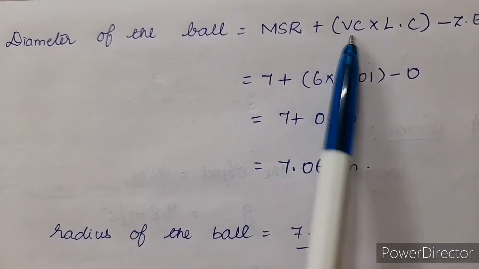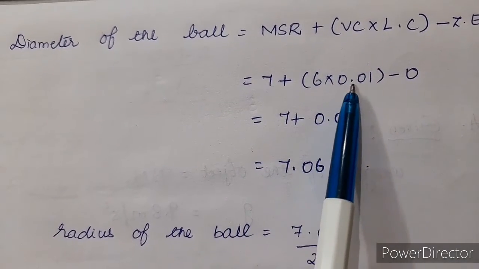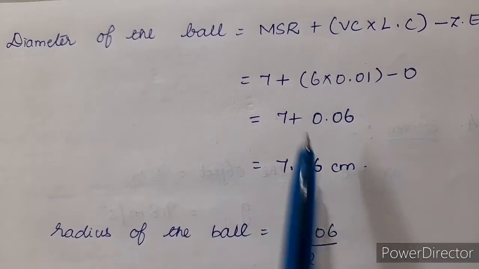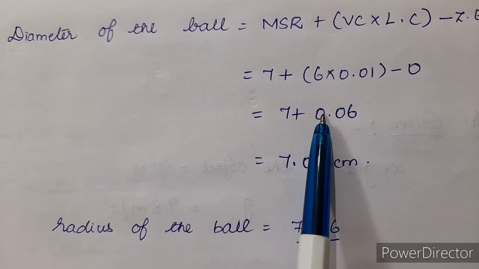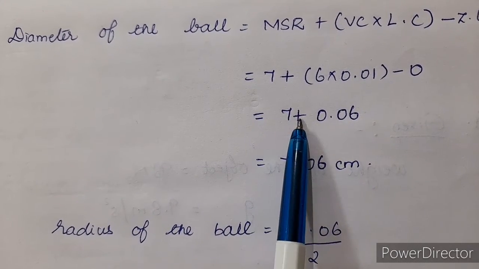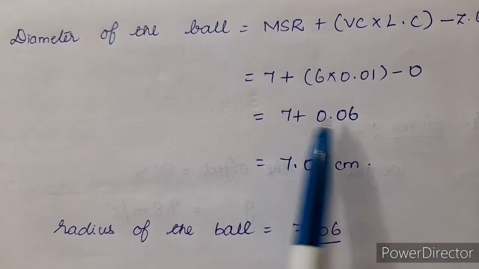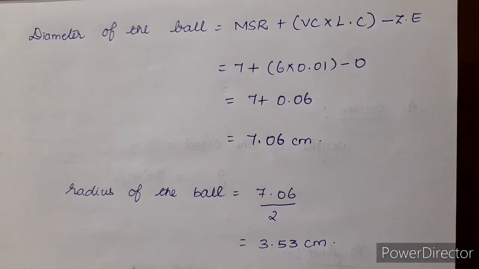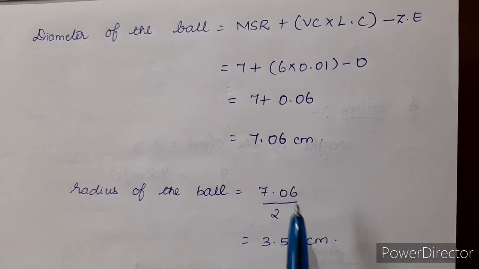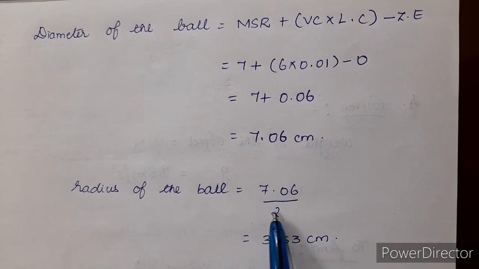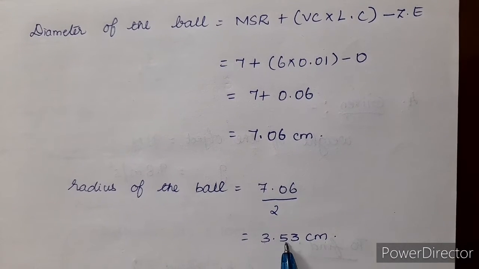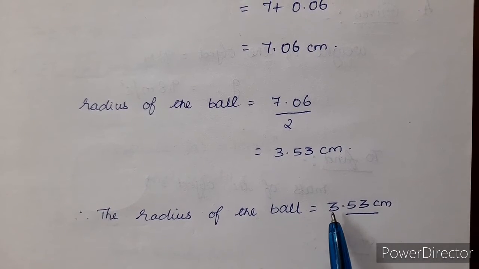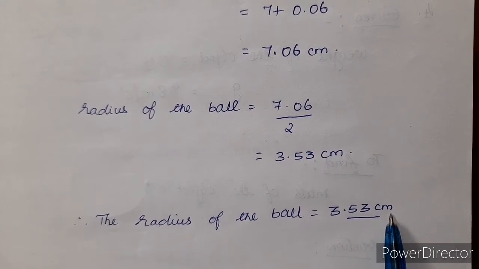Main scale reading is 7, vernier coincidence is 6, least count is 0.01, minus zero error, which is nil here. So when you multiply this, it will become 0.06, and with the main scale reading, you are going to add this. So this will become 7.06 centimeters. So the radius of the ball is 7.06 divided by 2. So the value will be 3.53 centimeters. So what is the radius of the ball? Radius of the ball is 3.53 centimeter.